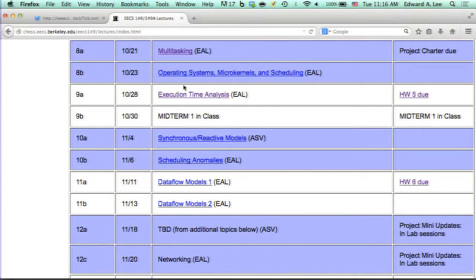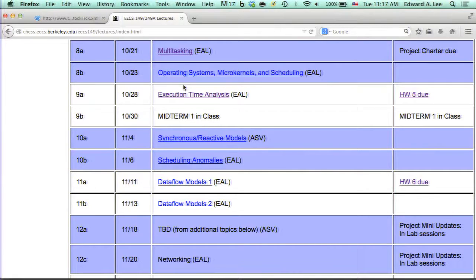Yes, question? The question was whether there will be anything from the labs on the midterm. Possibly only in the sense that the labs kind of inform some of the content. So we might give you a state machine that is representative of something in the lab. Okay.